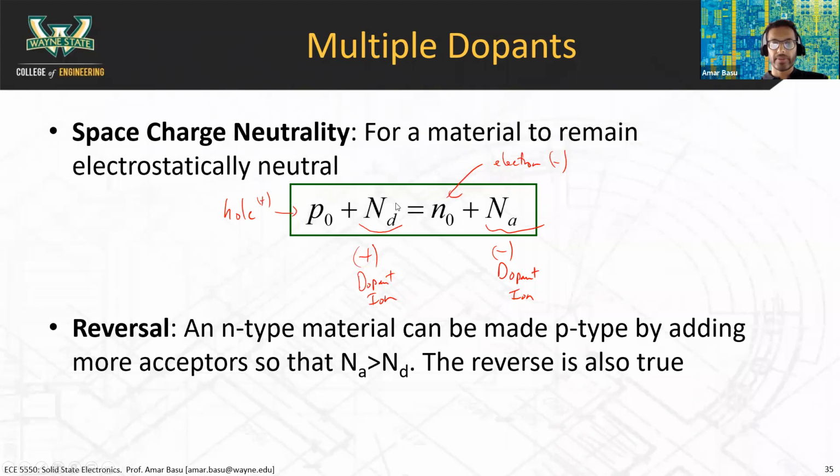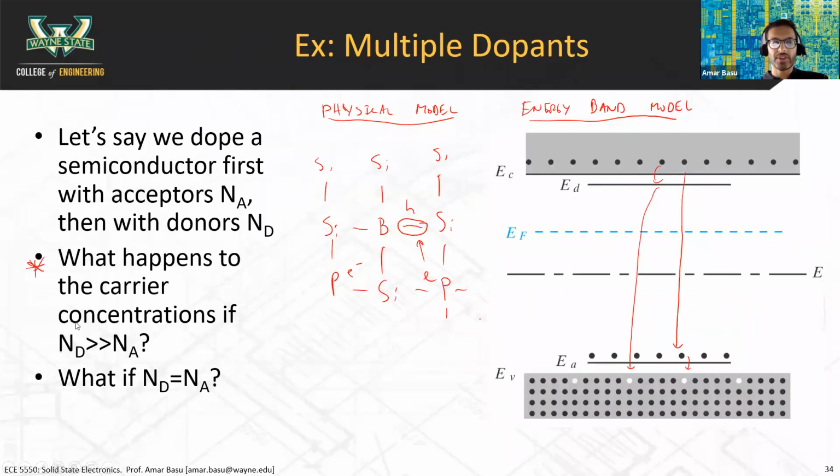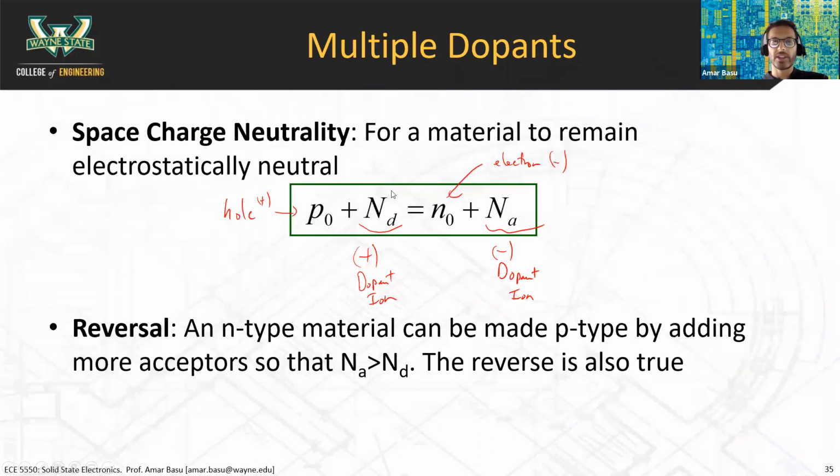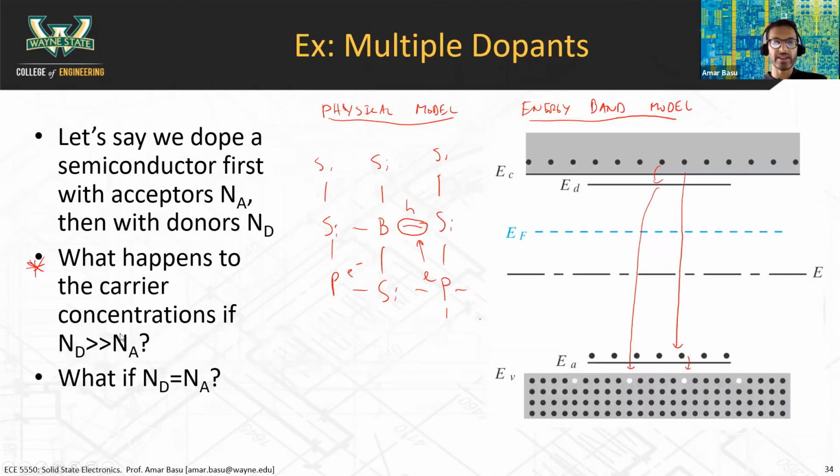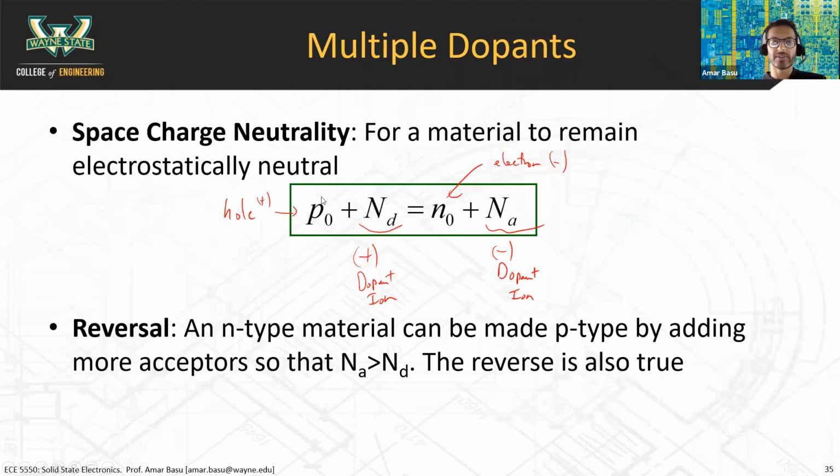So if you have situations where one dopant type is much greater than the other dopant type, you will see that this equation will simplify. I'm not going to tell you exactly how, because that's in the homework problem. But if you have a situation where ND is a little bit greater than NA, but not much greater, then you have to use this equation to figure out what the electron and hole concentrations are. You put in ND and NA, and that will help you figure out the P0 and N0.